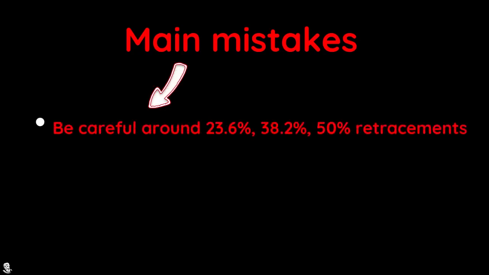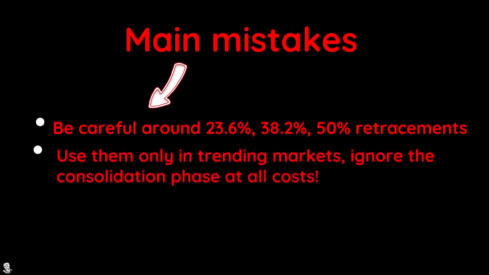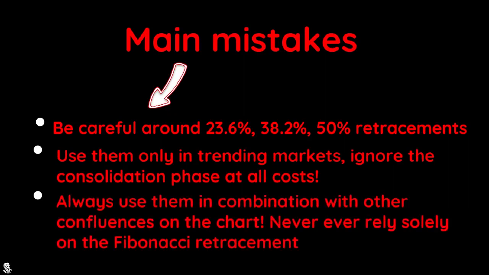So first one, be very careful around the 23.6, 38.2 and the 50% retracements. This doesn't mean that you cannot take trades from these levels, but you will have a much higher percentage chance of winning the trade if you stick to the 61.8 or the 78.6 deeper retracements. Secondly, use them only in trending markets. Ignore the consolidation phase at all costs. Lastly, always use them in combination with other confluences on the chart. Never ever rely solely on the Fibonacci retracements. You want to combine them with technical analysis such as trend lines, EMAs, support and resistance, and impulsivity has to be in your favor on all time frames.